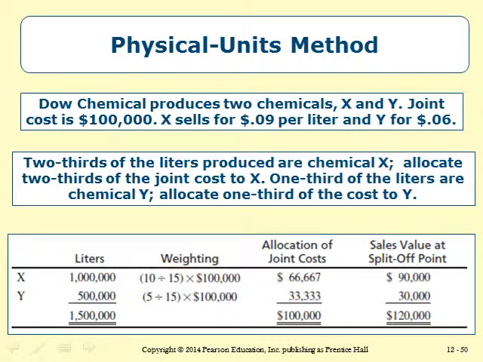Because 2/3 of the liters produced are chemical X, we allocate 2/3 of the joint cost to X. Likewise, 1/3 of the liters are chemical Y, so we allocate 1/3 of the cost to Y. And so we can see in the bottom caption how joint costs are allocated. And again, it's based on the proportion of the product of X and Y to the total units produced, and then the joint cost is allocated based on that proportional breakout.